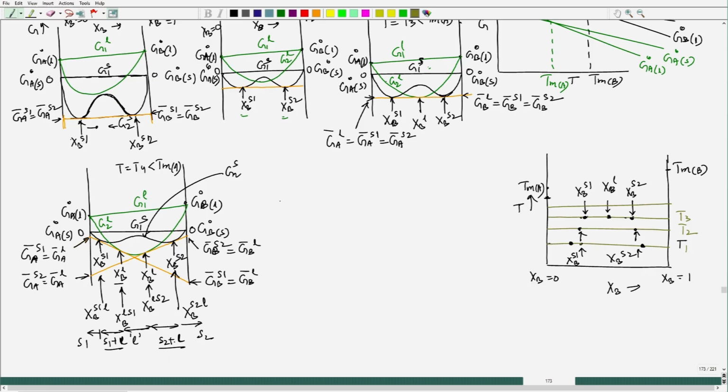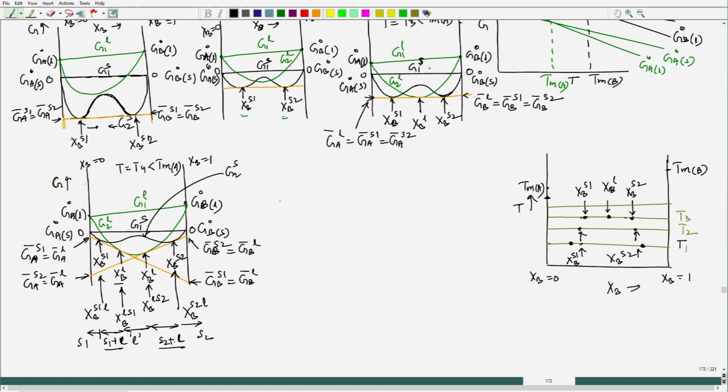Now, you see the solid 1 equilibrium point at T3, and if I increase the temperature to T4, this is at T4, this is G, this is XB equal to 1, XB equal to 0.